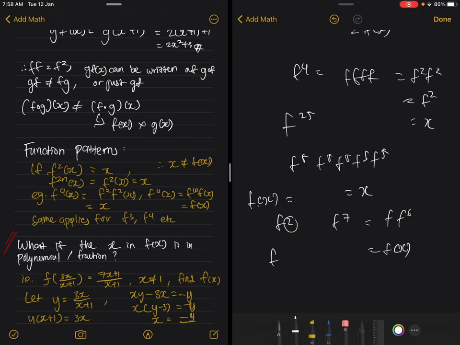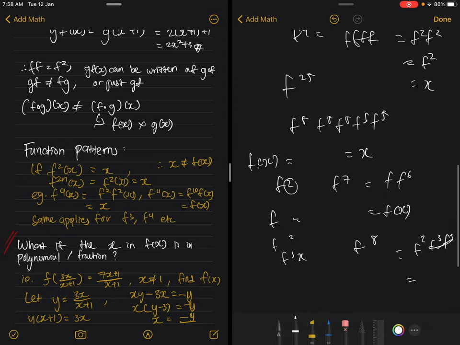So like, if you have f equals blah blah blah, f2 equals blah blah blah, and f3 equals x, then f8 is equal to f2 f3 f3. And we know what f3 is, it's x, so it's f2 x. We know what f2 x is already. So don't get worried if you have a power that is not in the pattern, because it is actually in the pattern. The thing that you're looking at just proves that there is a pattern.